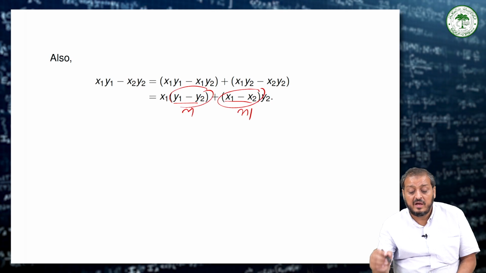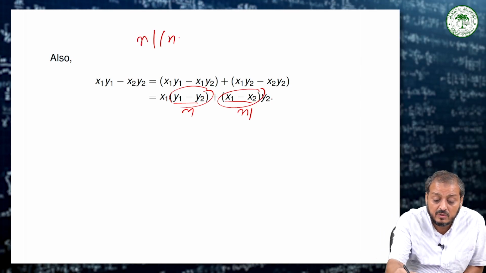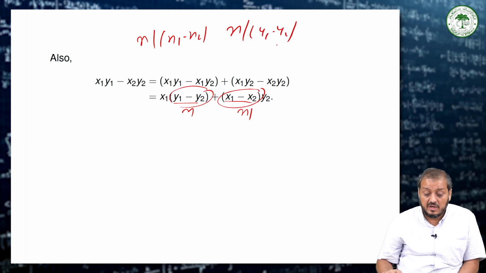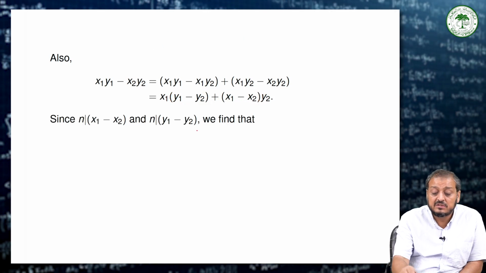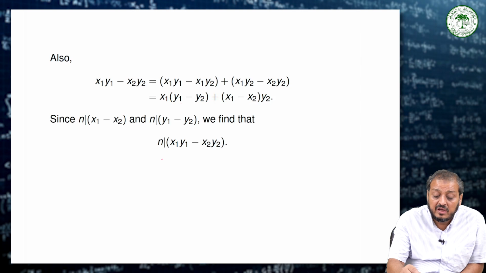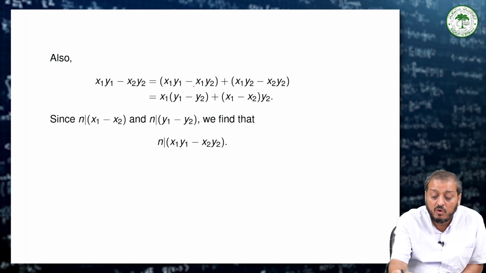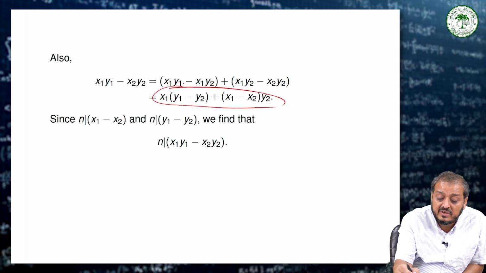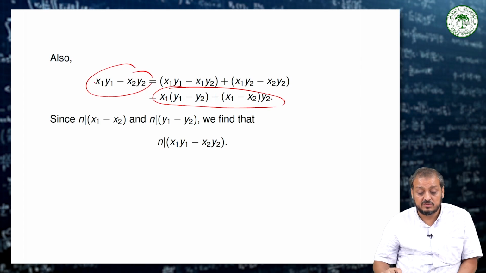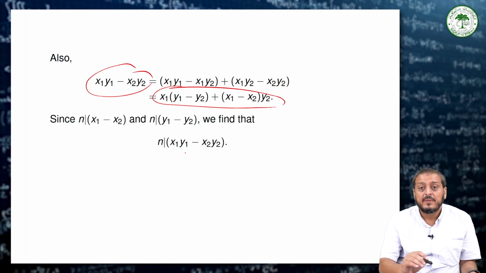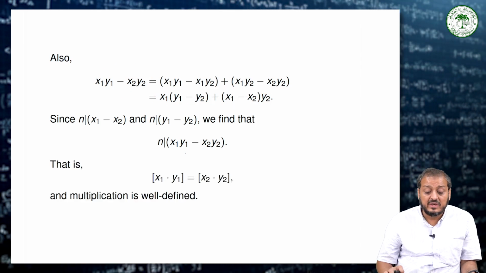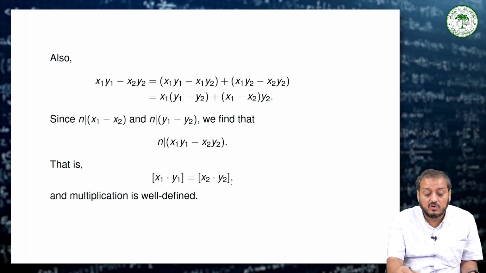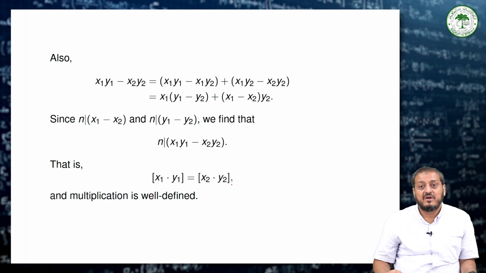We know that n divides x1 minus x2, and n also divides y1 minus y2. So we can say that n divides the whole of this form, and then we can say that n divides this as well. So n divides x1 y1 minus x2 y2. So we can simply say that the equivalence class of x1 y1 is the same as that of x2 y2, and multiplication is also well defined in this case.